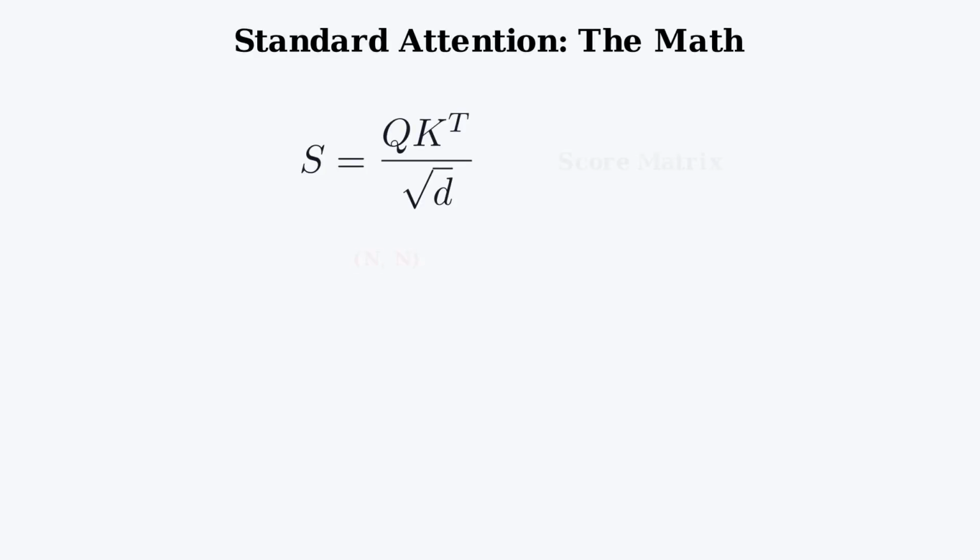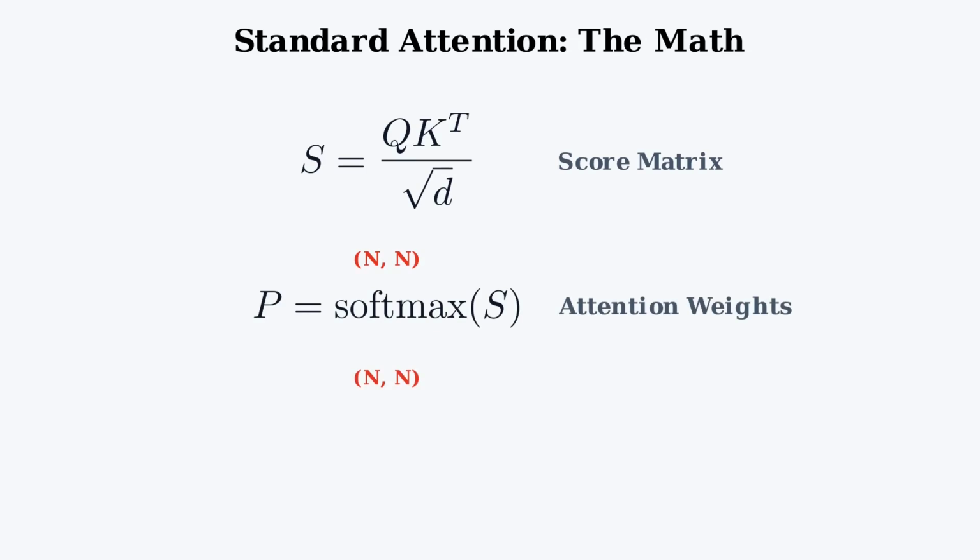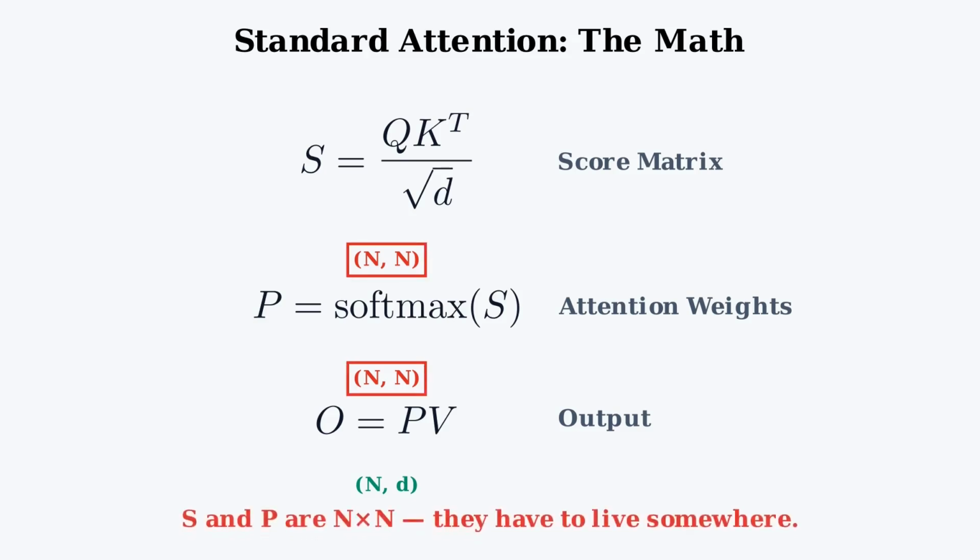Before we talk about memory, let's look at what we are actually trying to compute. The math of standard attention is elegant and fits in 3 lines. First, we compute the scores. Next, we get our attention weights by running Softmax on each row. Finally, we multiply those weights by our values. Mathematically, it's beautiful, but when you try to run this exactly as written on a GPU, things fall apart. Let me show you why.